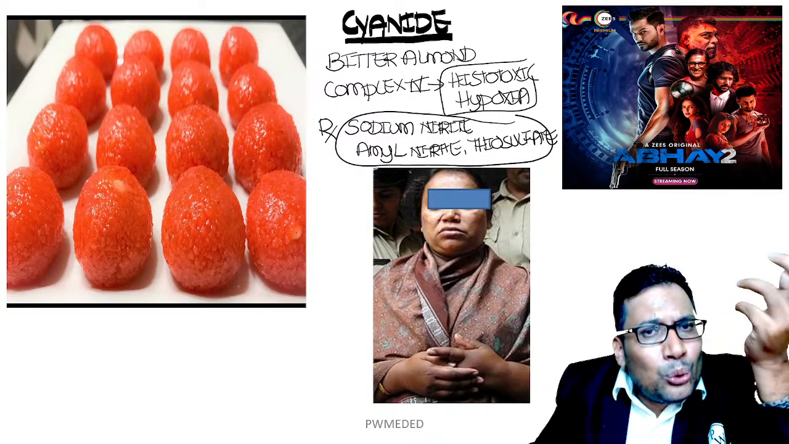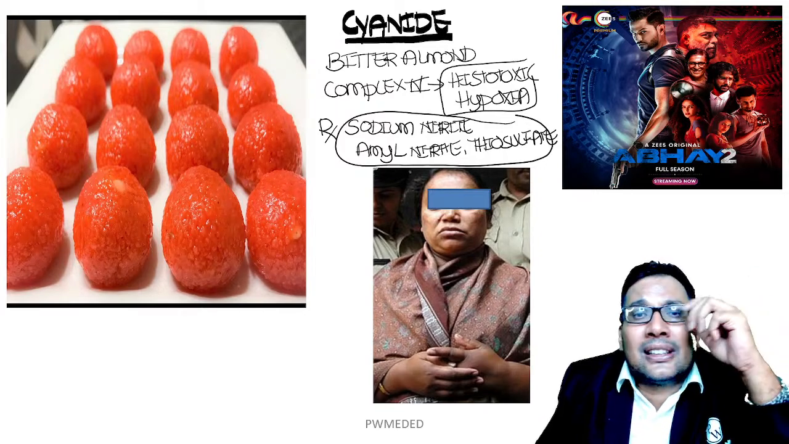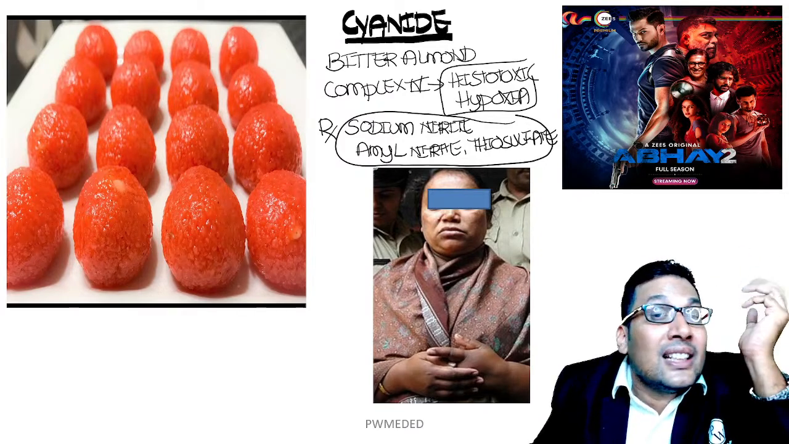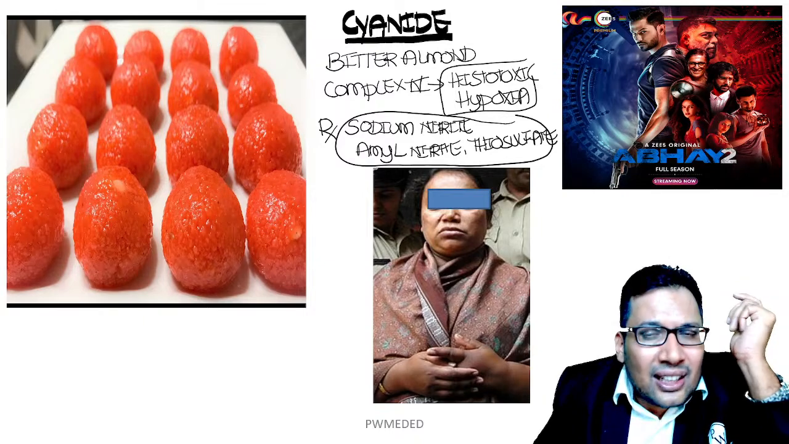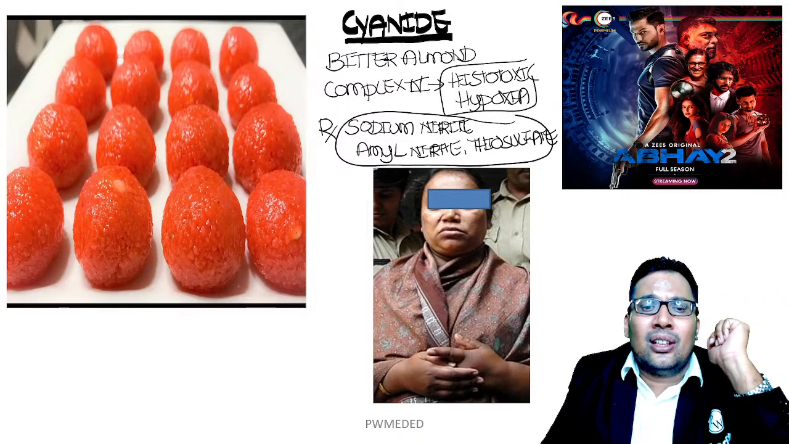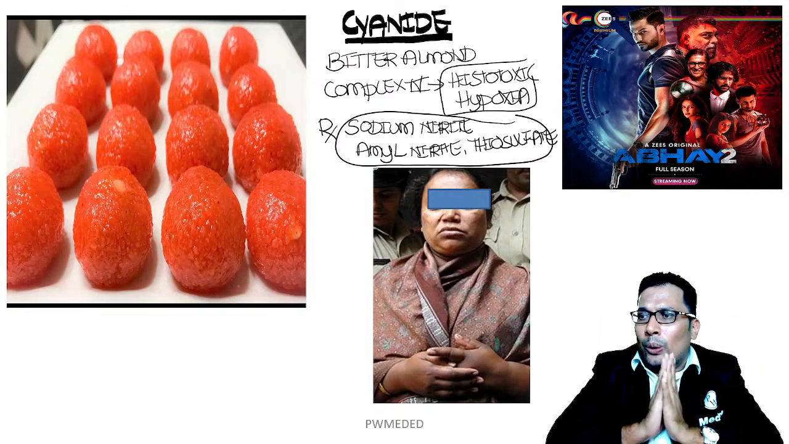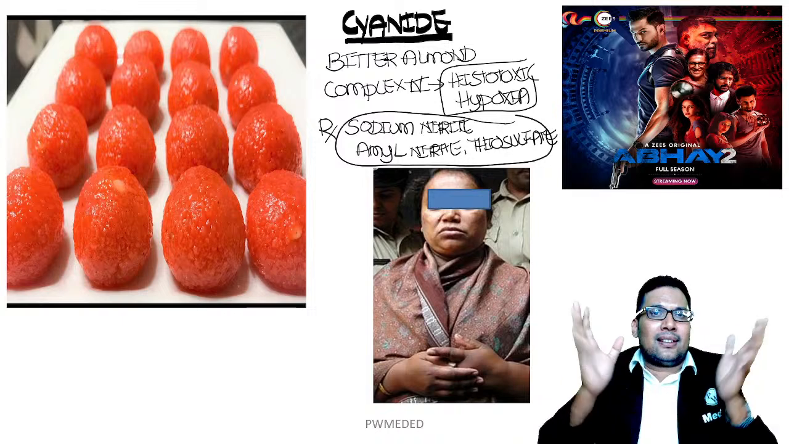Cyanide is one of the ideal suicidal agents. It also can be used in homicide. There can be accidental cases also. One very famous case is the Bhopal tragedy. So the Bhopal gas tragedy is one of the accidental poisoning cases. So this is about cyanide. Okay, all of you, hope you understood this.